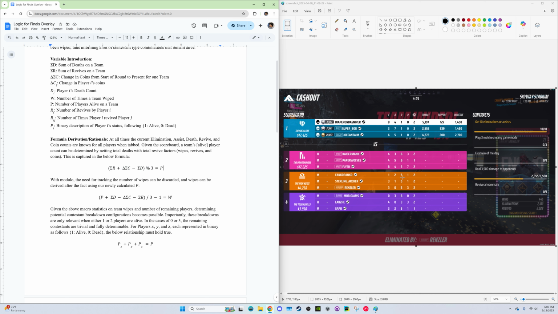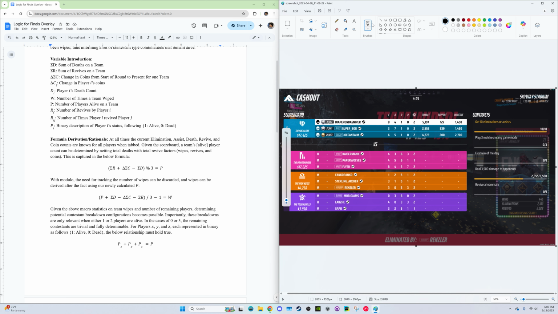And let's look at orange really quick too. So they have no change in coins. So this one's a little easier. So we'll sum the revives. So it's 1, 1, 3 is 5. And then change in coins we said was 0. And the death count was 15. So it's going to be 5 minus 15 modulo 3. 5 minus 15 is negative 10. And negative 10 modulo 3.